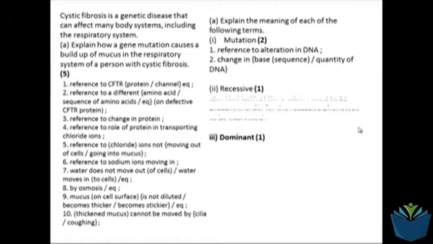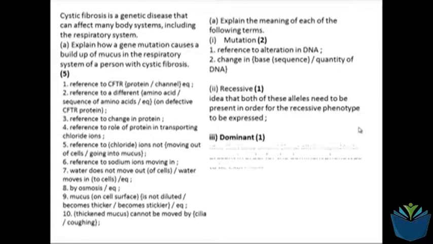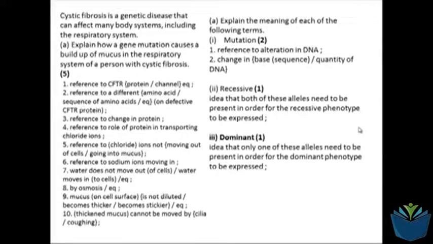Recessive refers to the idea that both alleles need to be present in order to have the condition or the recessive phenotype. An example of that might be cystic fibrosis. In order to have the disease, you need both alleles. If it's dominant, you only need one allele for the dominant phenotype to be expressed. An example of a genetic condition is Huntington's. For that, you only need one of the alleles in order to have it.